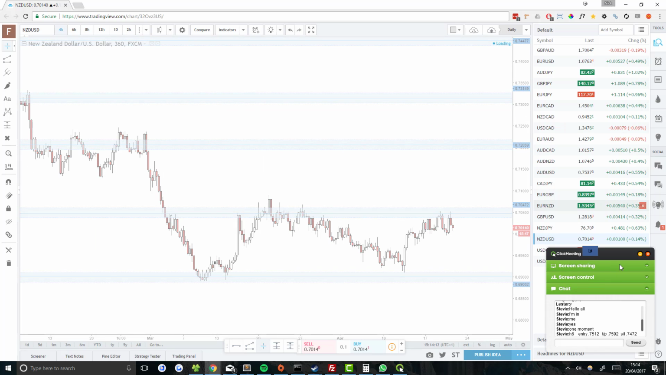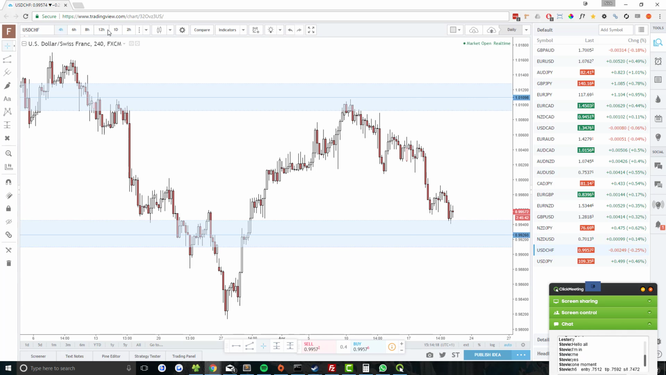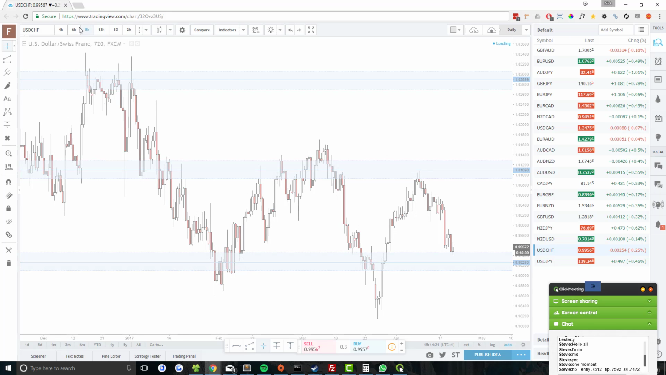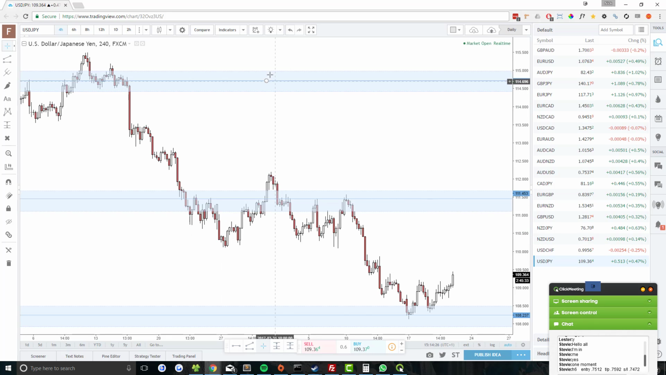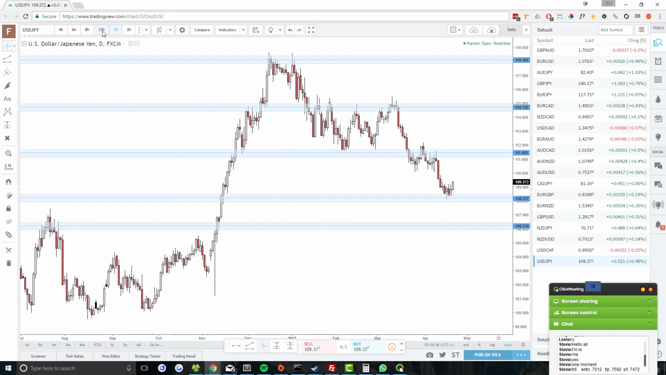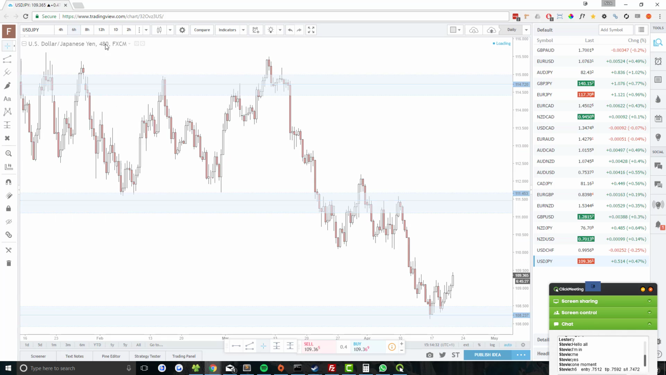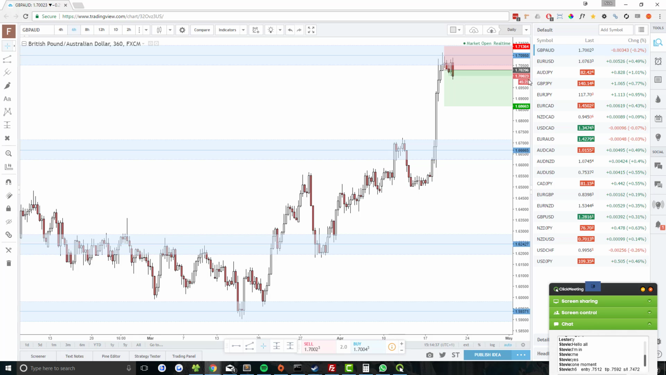Nothing much tradable there. USD CHF hitting support. Nothing I really want to trade there. USDJPY in between two support resistance areas. Yeah, nothing really here. So for today, we have the GBPAUD short, which is already open.